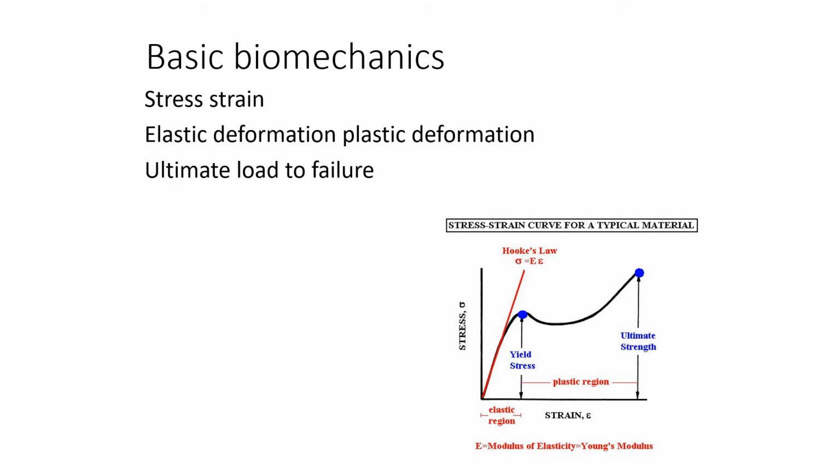So on to some basic biomechanics. You should be aware of the stress-strain curve. This is where a material undergoes an elastic deformation. It then yields and starts to plastically deform. At a certain elongation and narrowing, it will fail, and that's the ultimate tensile strength, or UTS.